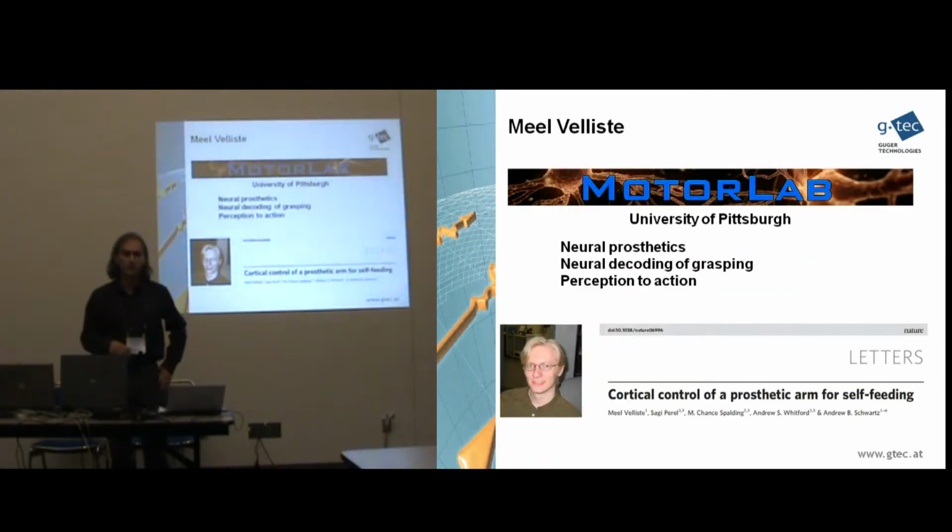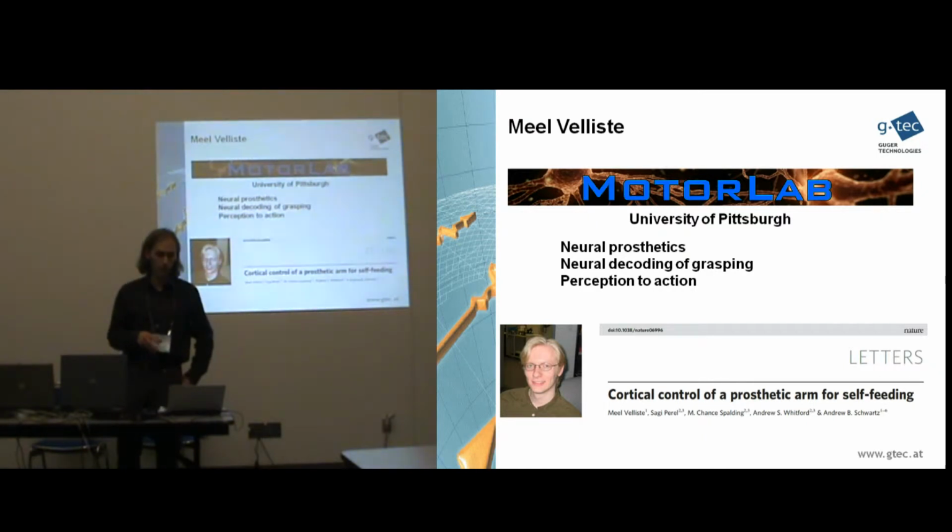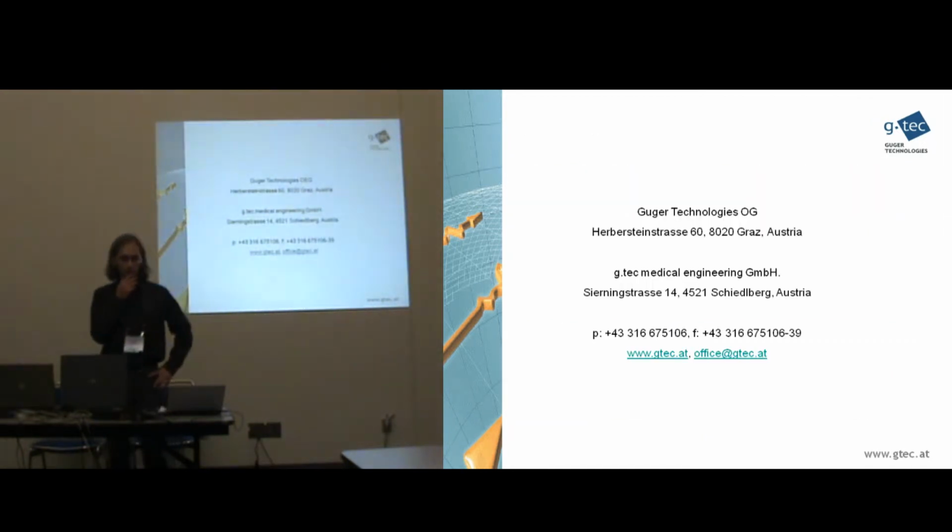Then we have Mel Williste from the Motor Lab from the University of Pittsburgh. He's working on different neural prosthetic devices, and he's also the author of this famous paper where the monkey was controlling a prosthetic limb in a closed-loop experiment. So we are very happy to have you here, and looking forward to your talk.